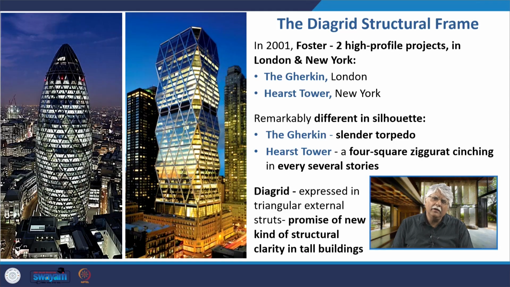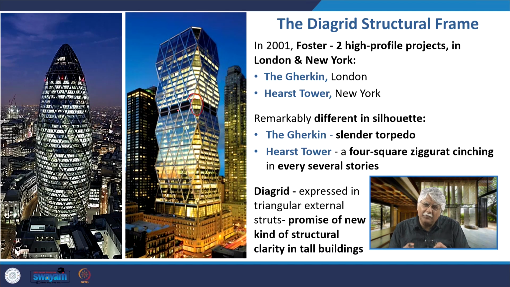So in 2001, Norman Foster designed two high profile projects in London and New York, the Gherkin in London, the Hearst Tower in New York. Both of them were different in silhouette. The Gherkin was, like I said, like a slender torpedo, and the Hearst Tower was a four-square ziggurat, and it had this kink in all the corners.